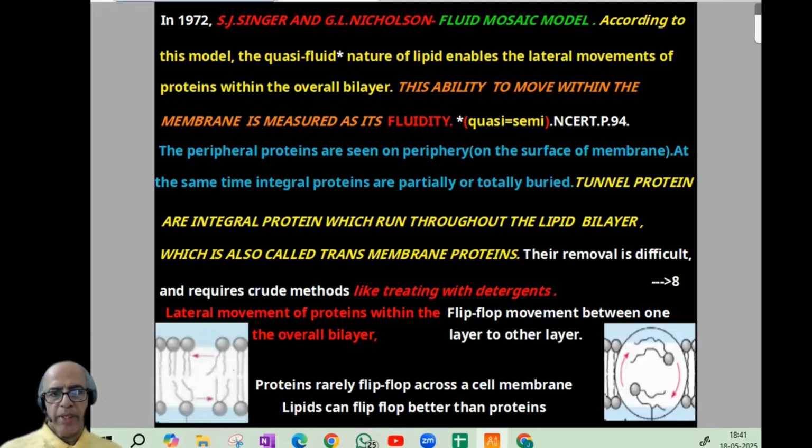Peripheral proteins are on the surface of the membrane, while integral proteins are partially or totally buried. Tunnel proteins or integral proteins run throughout the lipid bilayer and are also called transmembrane proteins. Their removal is difficult and requires crude methods like treating with detergents. These two show lateral movements and flip-flop movements. Proteins rarely flip-flop across a cell membrane. Lipids can flip-flop better than proteins.